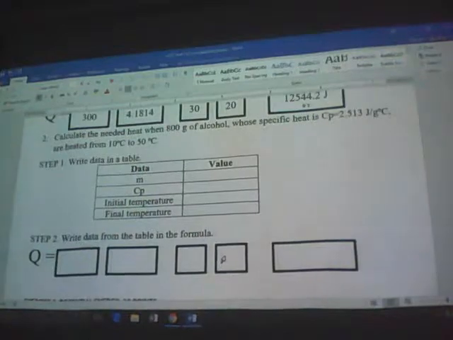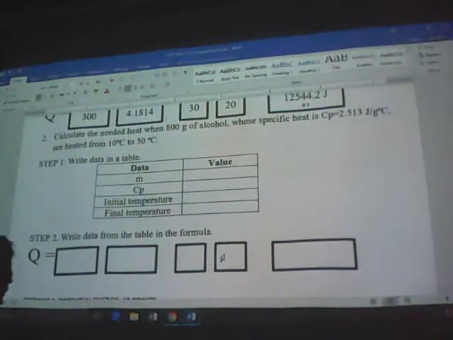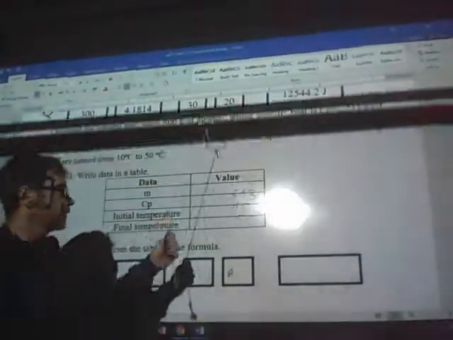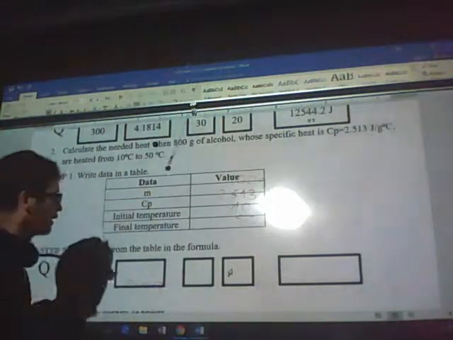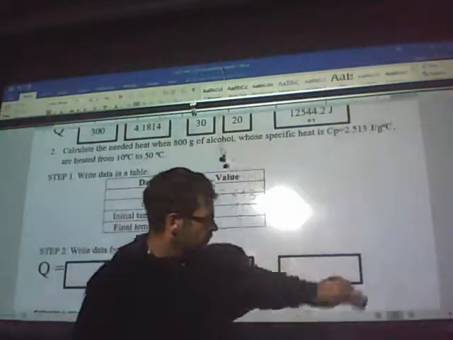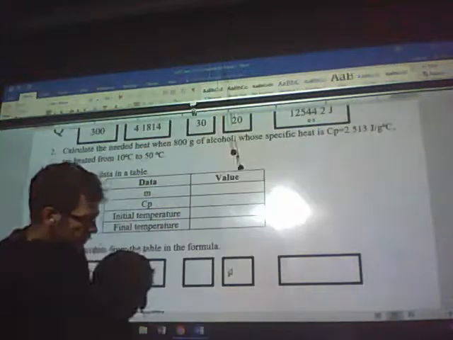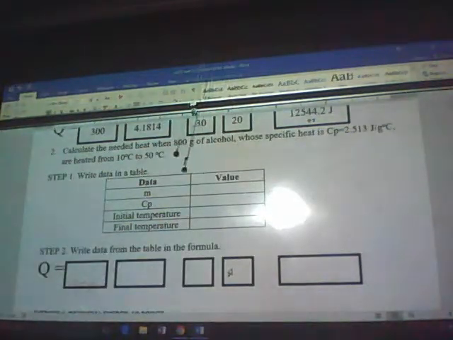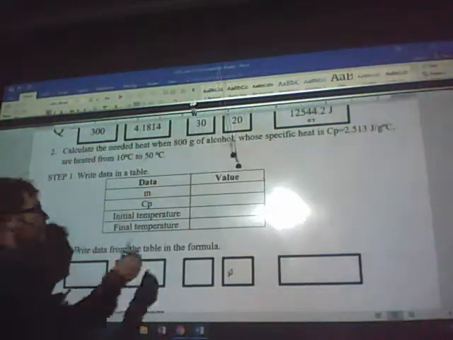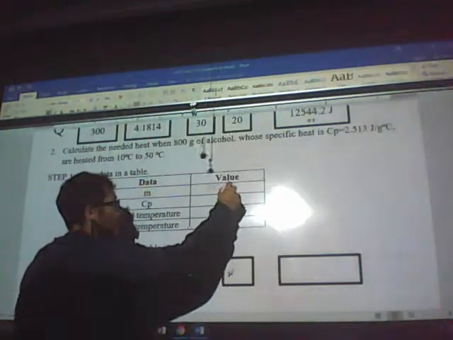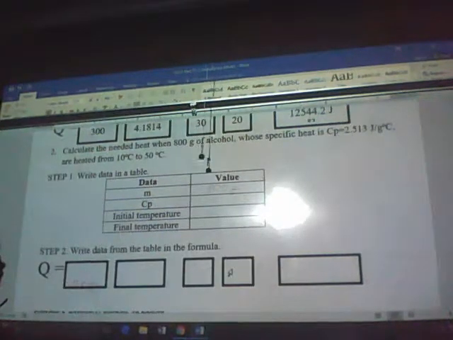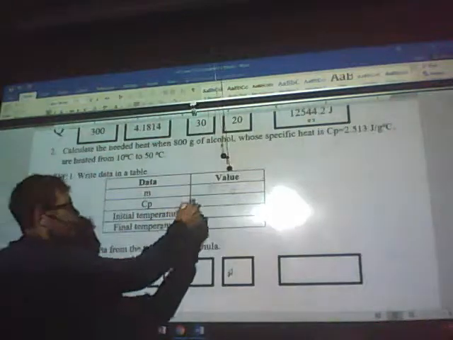Please pay attention to this. First exercise is calculate the needed heat. You have the formula to calculate the heat. You have a table to write the data on, so you have the mass, 800 grams, the specific heat.